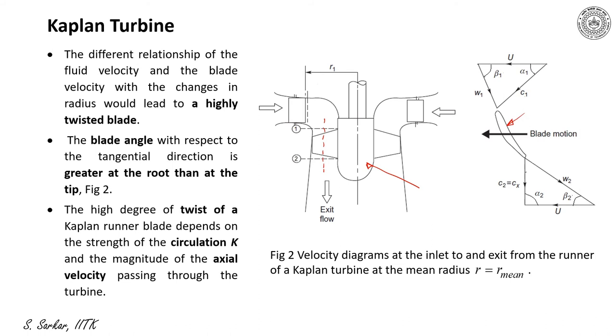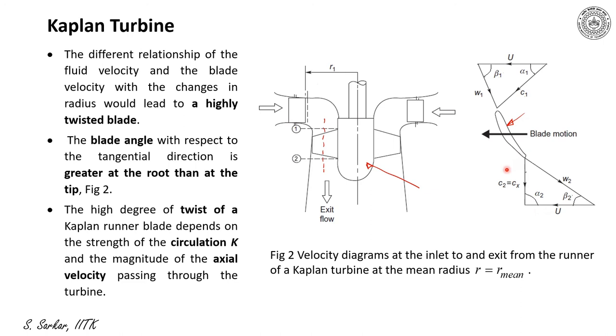And the velocity diagram has also been illustrated here. So U is the blade speed. Therefore, at inlet, U plus W1 would give C1. W1 is the relative inlet velocity, and C1 is the absolute velocity, where U is the blade speed. Similarly, beta1 is the inlet relative flow angle, and alpha1 is the absolute flow angle at inlet. Both beta1 and alpha1 are measured with respect to the peripheral direction. At exit, W2 is the relative velocity, and C2 is the absolute velocity. Thus, W2 plus U would lead to C2.